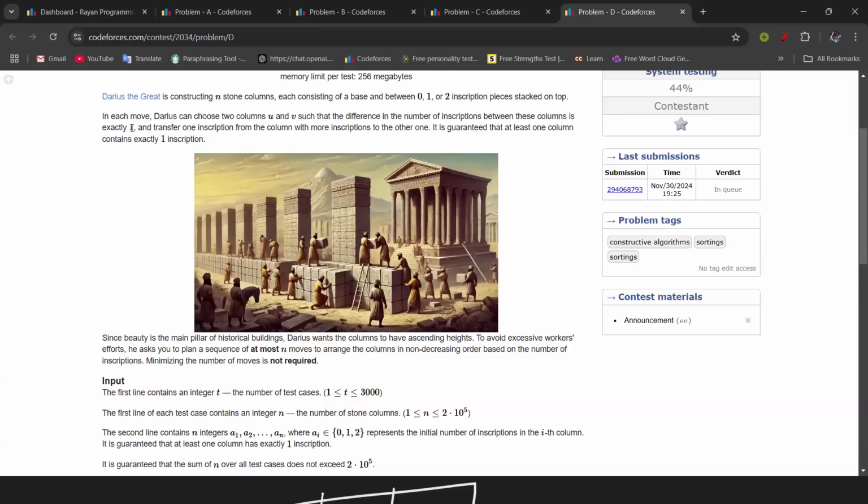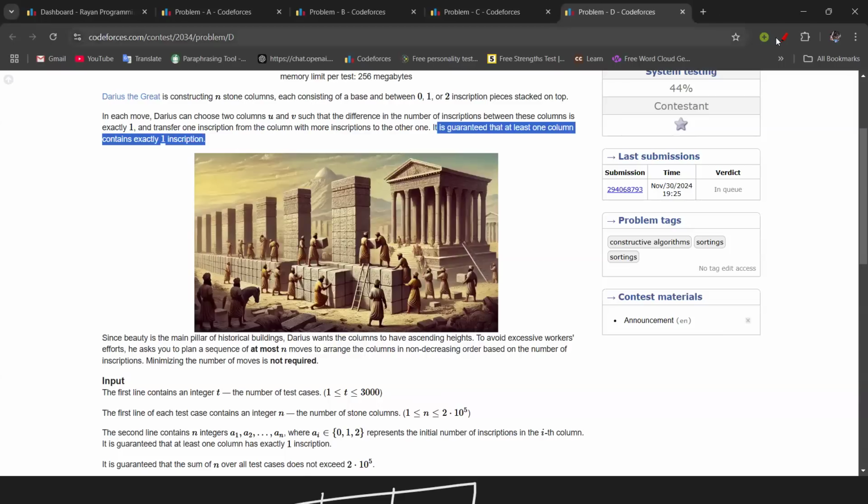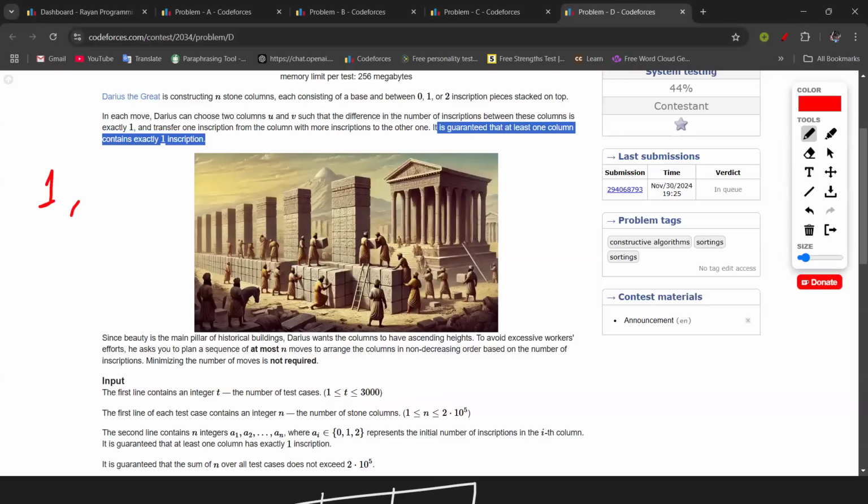So what these lines mean is whenever two columns have a difference of exactly one, you can transfer an inscription from the greater one to the lower one. That just means you can swap the values of the two. So if in one column you have 1, and in some other column you have 2, they differ by exactly 1, so you can reduce one by 1 and increase the other by 1. It just means that you can swap these two values if their difference is exactly 1.